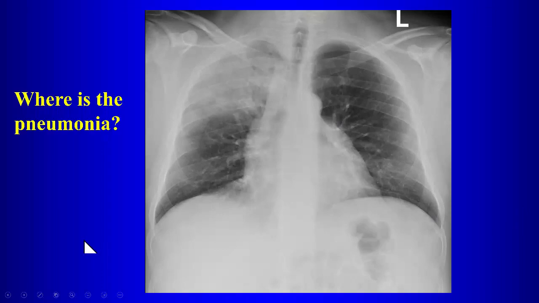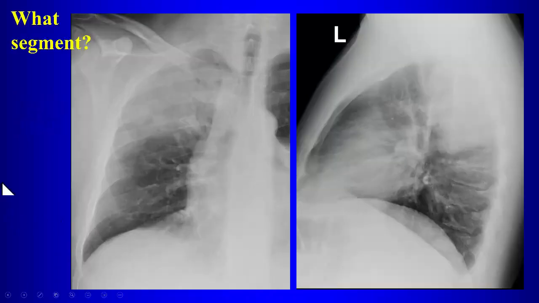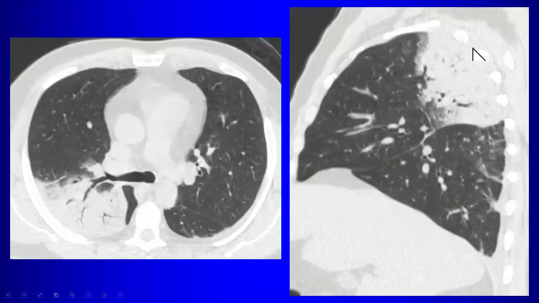What about this? Okay, so here looks like a right upper lobe pneumonia. You can see the consolidation there in the right upper lobe. And what segment? Well, on the right side, you don't have apical posterior. You have apical and posterior, two separate segments usually on the right side. But most of that is posterior. That's in the posterior segment.